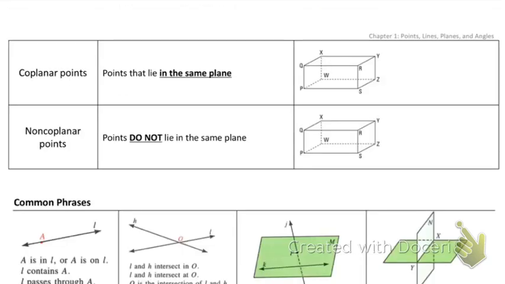Now let's talk about coplanar and non-coplanar. Just like lines, collinear meant it could be on one line. Coplanar means you can put points in the same plane.